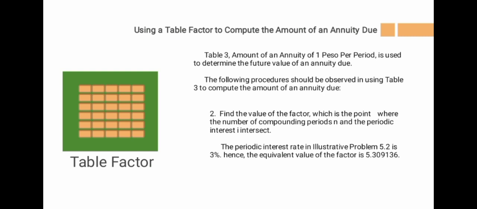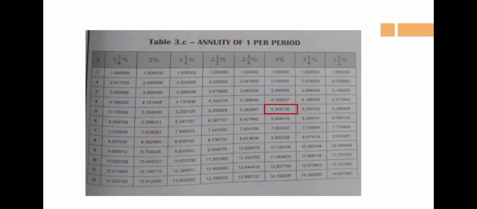5.309136. So, ito yung 5.309136. So, ang i natin kanina is 3%. And ang compounding period natin is 5. Kasi ito yung 4 plus 1 is equal to 5. So, ayan. So, nag-intersect sila dito sa 5.309136. So, yan ang natin gagamitin.